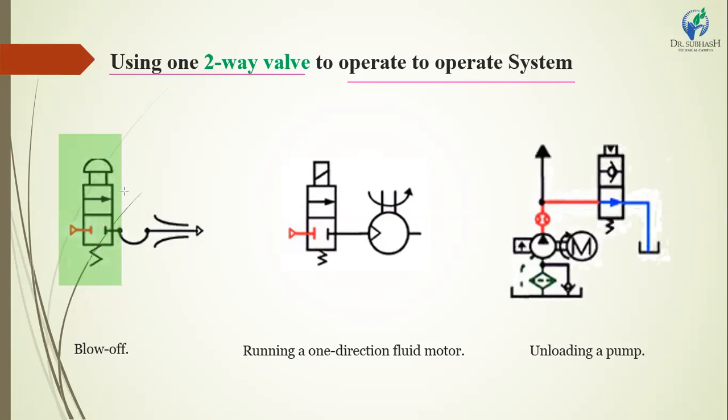A 2 by 2 valve means the number of ports is 2. You have to mention port 1 and port 2, and the possible positions are position 1 and position 2. So you call it a two-way valve or 2 by 2 valve. This is the normal drawing of a 2 by 2 direction control valve. The fluid can enter from this position and exit from this position. You have to mention this in a hydraulic circuit.